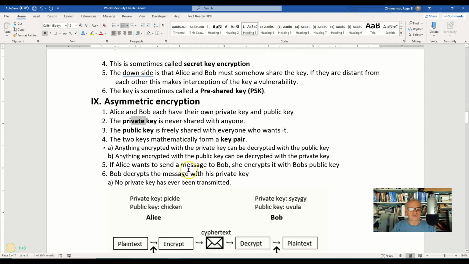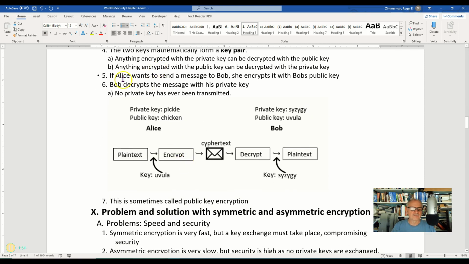So how does this work? Well, here's our picture. If Alice now wants to send Bob a message, she is going to get his public key. Remember, he will share his public key. It's usually done through a certificate authority, but we're not going to get into those in this particular class.